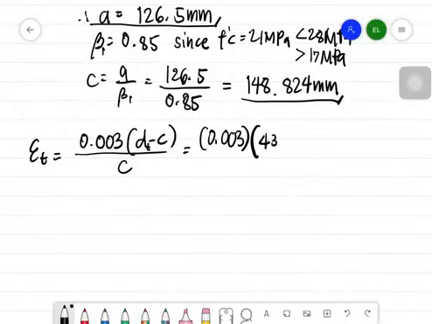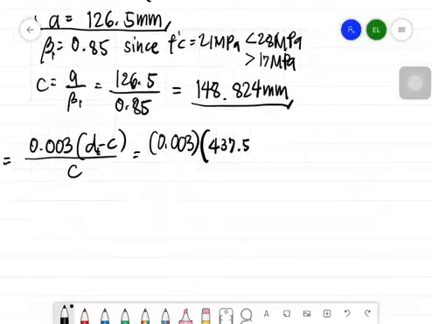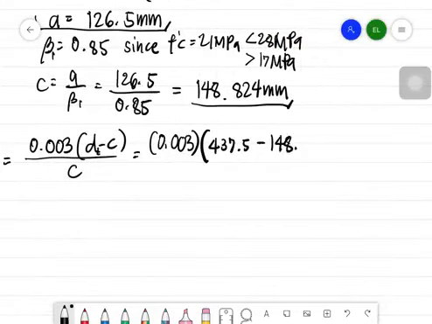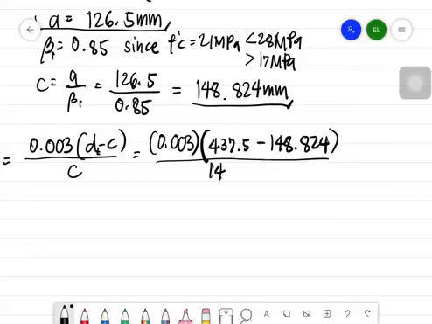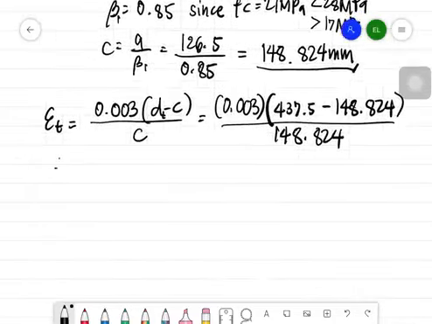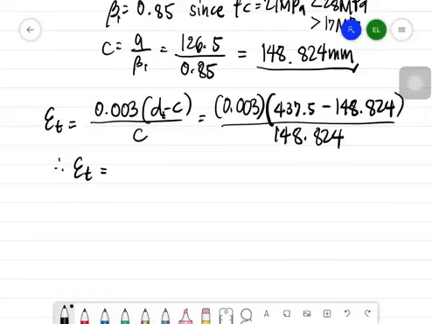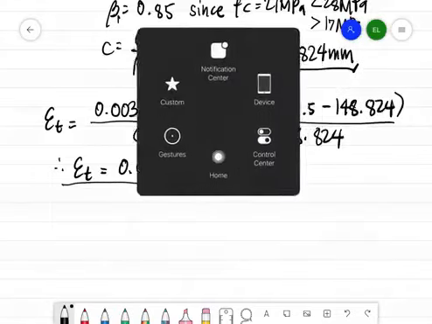Then dt is given already, which is 437.5, minus c, 148.824, all over 148.824. Therefore strain epsilon t is equal to 0.005882. That will be your strain epsilon t.